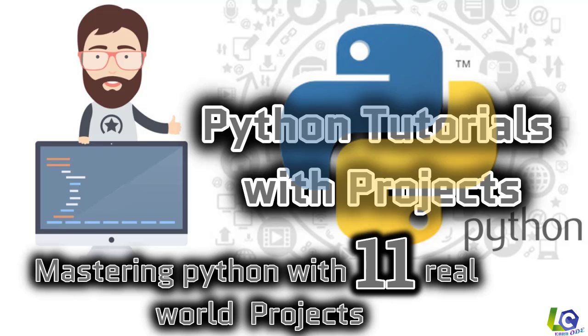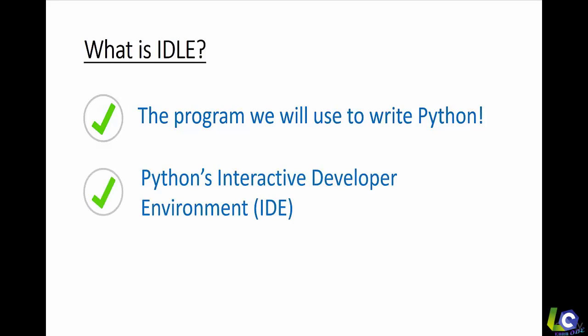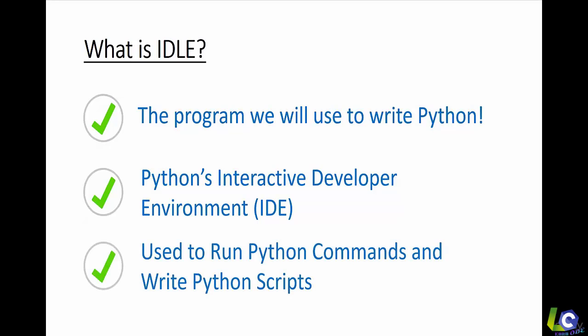So what's IDLE? Well, IDLE is basically the program that we're going to be using to write Python code. But more precisely, IDLE is Python's very own interactive developer environment, or IDE. And what's an IDE? Well, that's just a fancy word for a useful text editor that makes it easier to program in a certain programming language. So IDLE's Python's built-in IDE. And what we're going to use IDLE for is to run Python programs and write files known as Python scripts. Now don't worry if you don't know what they are, we're going to see plenty of them as we go through this lecture. But for now, let's just learn how to open IDLE.